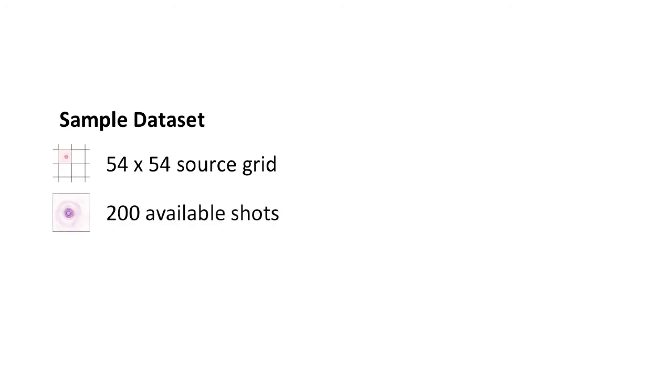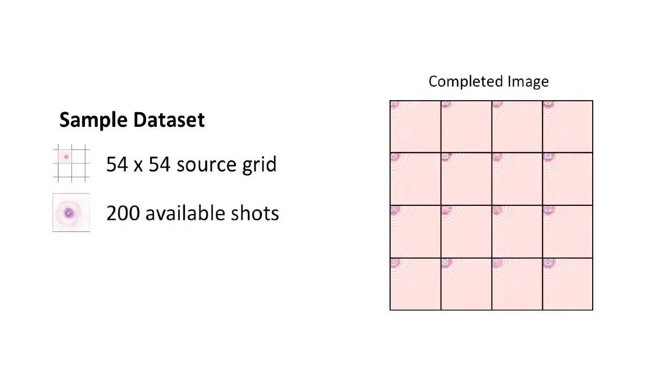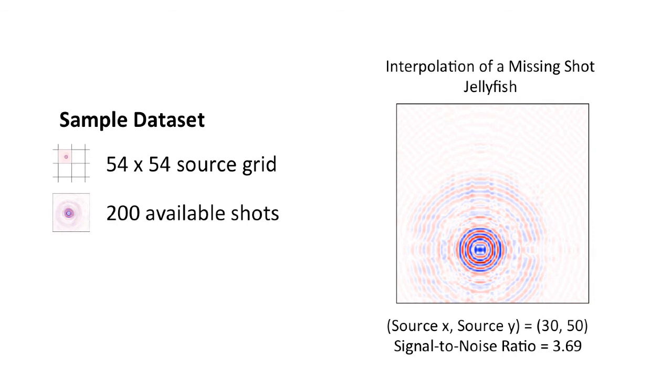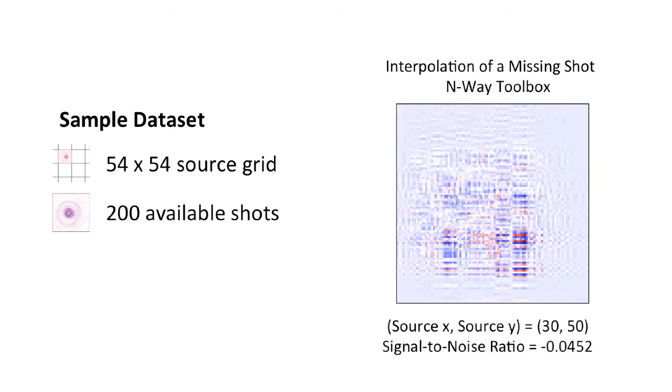To evaluate our method, we performed experiments on a sample dataset. We interpolate the corresponding shot for each source coordinate pair on the 54 by 54 source grid using the 200 available shots. On the right, you see a small portion of the image completed by Jellyfish. Interpolation of a single shot from the test set reveals that Jellyfish can successfully interpolate a missing shot with a high signal-to-noise ratio, whereas the freely available in-way toolbox fails to interpolate the missing shot.